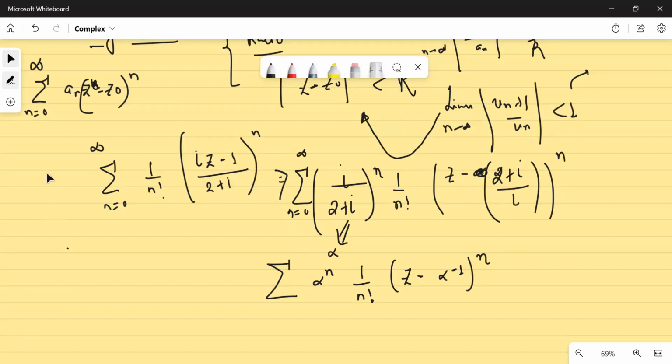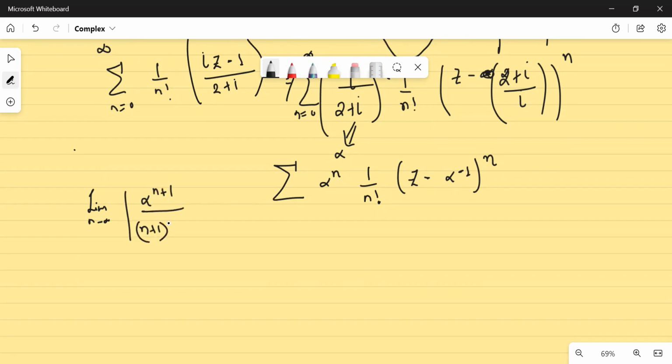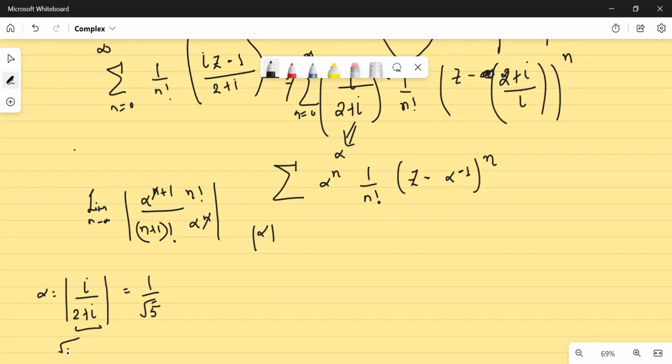So how would you find the radius of convergence? The radius of convergence is the limiting value as n tends to infinity of the modulus of a_(n+1) upon a_n. So a_(n+1) would give you alpha raised to power n plus 1 divided by n plus 1 factorial, divided by a_n. This will get cancelled, so this is some alpha. What will be the mod of alpha? Alpha is, I think, iota upon 2 plus iota. Its mod will be 1 upon root over 5. Its mod was root over 2 squared plus 1 squared. In any case this will be some constant.